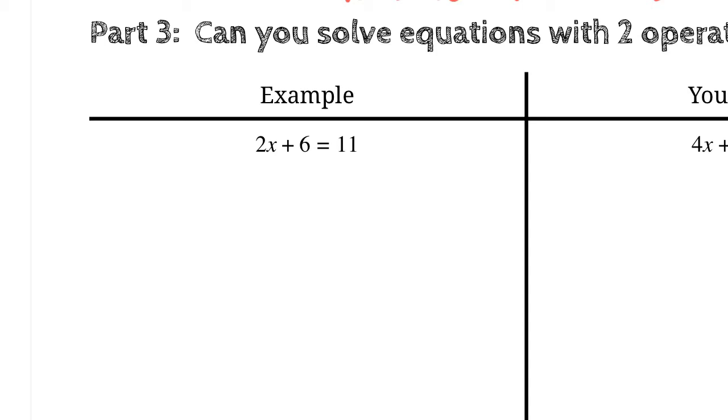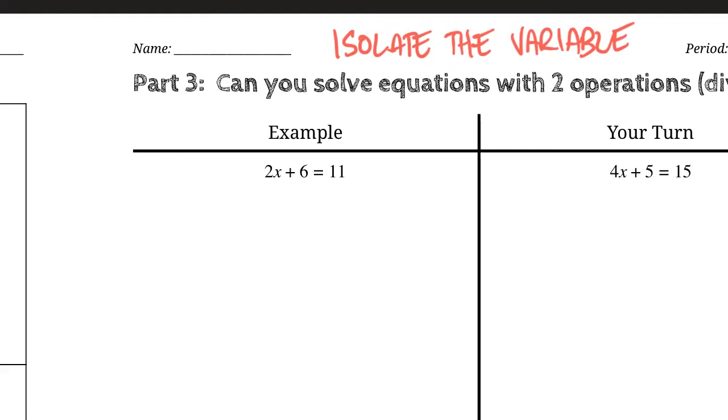Because we know opposite operations are going to be the key to isolating the variable, right? Doing the opposites. So here we can look at what's happening to x. What's happening to x is it's being multiplied by 2. I'm going to write that down. So it's being multiplied by 2, and it's being added by 6, right? So those are the two things that are happening to that x, that variable.